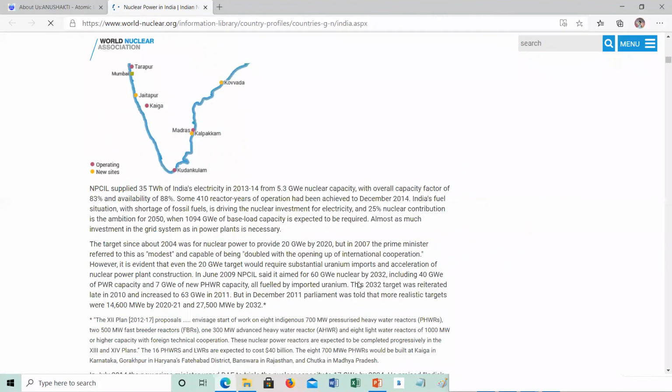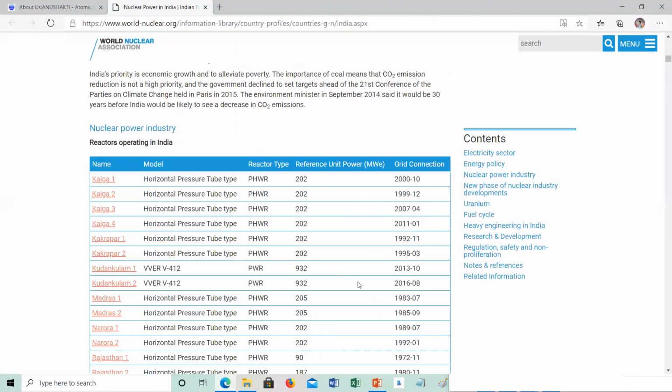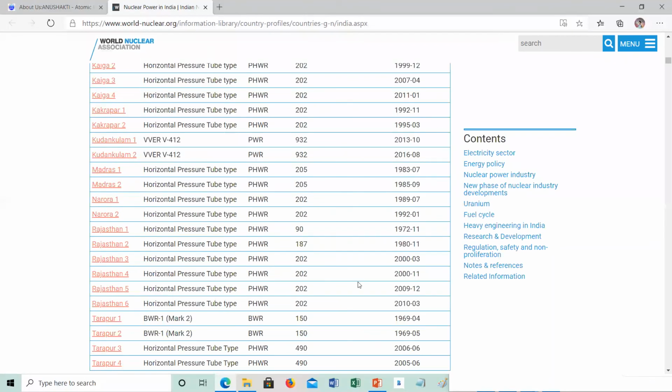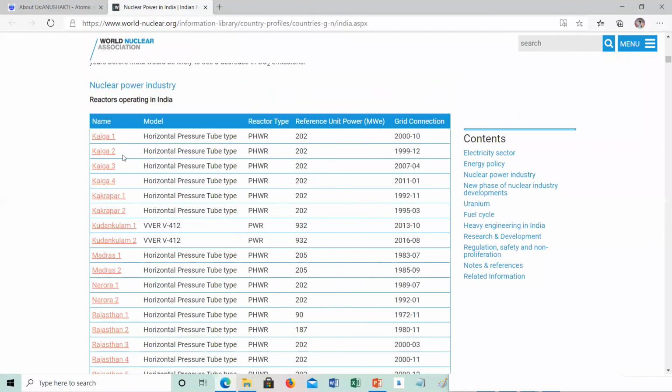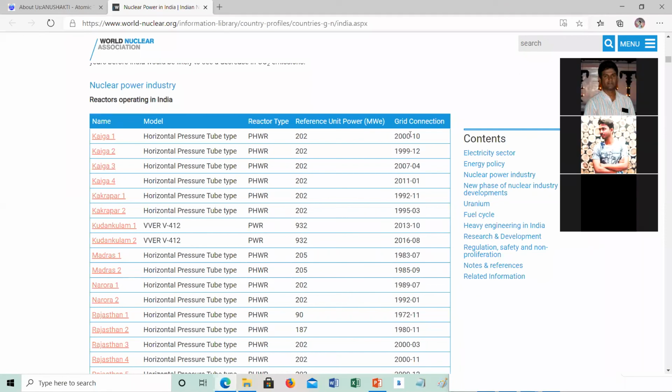Here you can see the various nuclear power plants working in India and the unit power generated by them. For example, Kaiga 1 is a PHWR type. There are 4 units producing 202 megawatt of electricity, and it started to give energy in 2000.